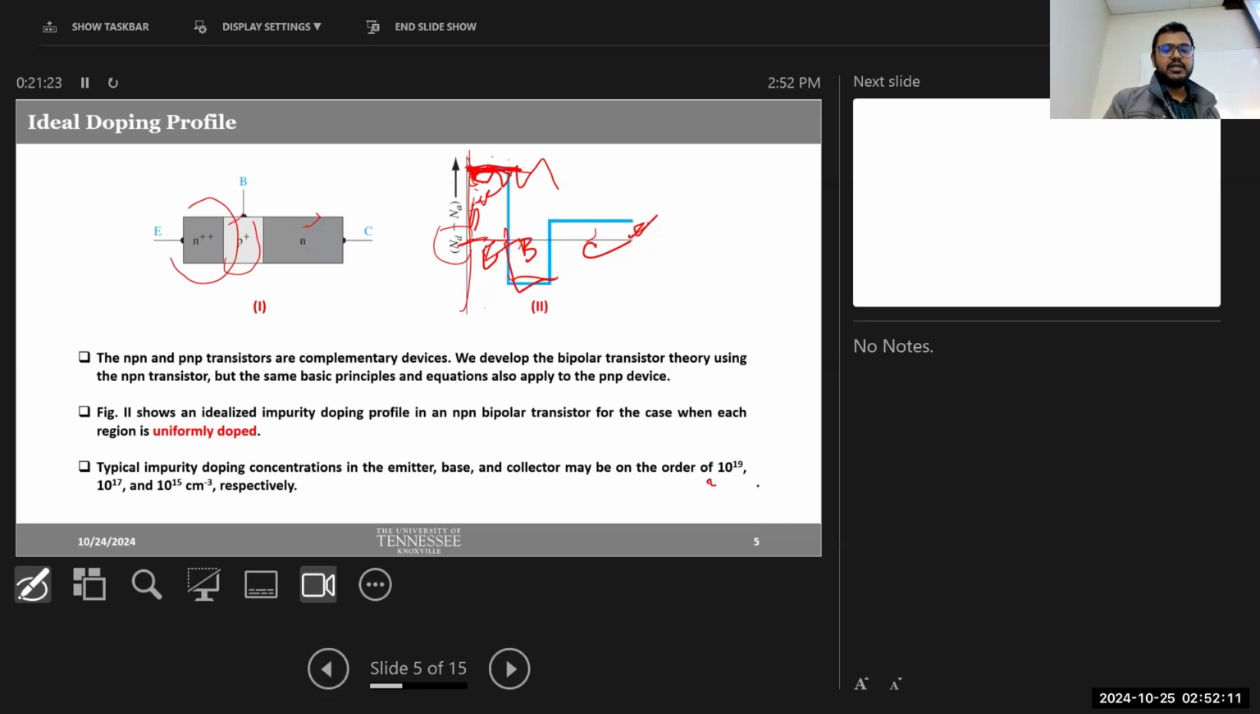And here this actually mentions the typical doping numbers. As I mentioned, the emitter will have the highest amount of doping and the collector will have the lowest amount of doping, right? So these are the typical numbers that are used. For the emitter, we use 10 to the power 19. For the base, we use 10 to the power 17. And for the collector, we use 10 to the power 15. These are the typical numbers here.